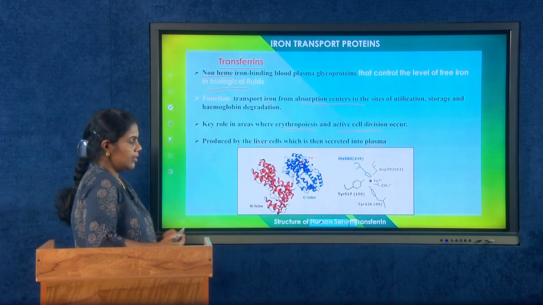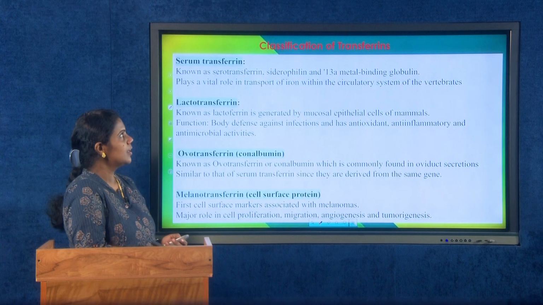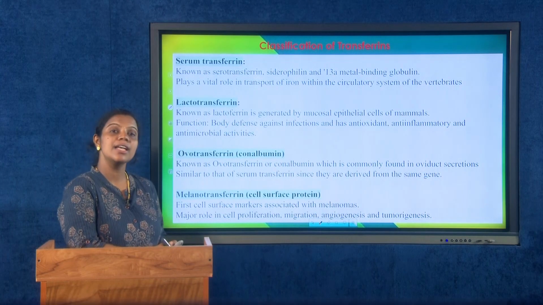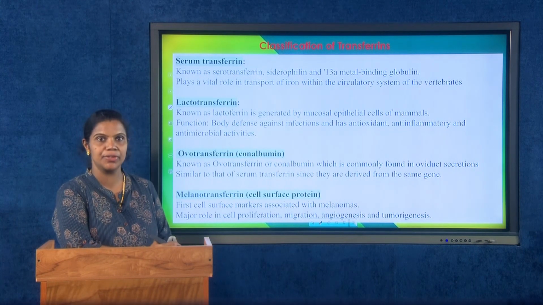You can see the structure of human serum transferrin. We have different types of transferrin. We will see the structure in detail in the coming slides. Now we are going to see the classification of the iron transport protein, that is transferrins.